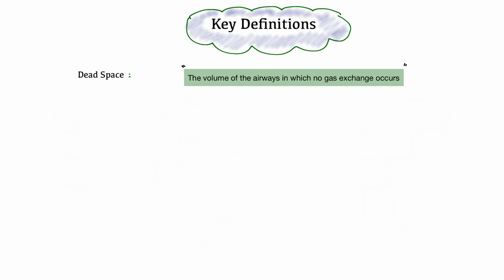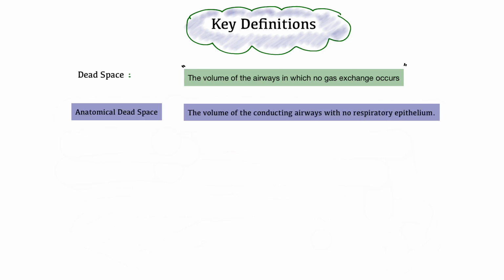And this brings us on to some key definitions. So we've seen in a generic sense that dead space is described as the volume of the airways in which no gas exchange occurs. But there are three very specific definitions which are used to describe dead space. The first of which is the anatomical dead space. And this is the volume of the conducting airways with no respiratory epithelium. So this goes from the nasal cavity down to generation 16 of the terminal bronchioles. In adults, it's roughly about 2 mLs per kilo. So for an average 80 kilo male, this would be roughly 160 mLs of anatomical dead space. And this is the volume that we measure using Fowler's method.